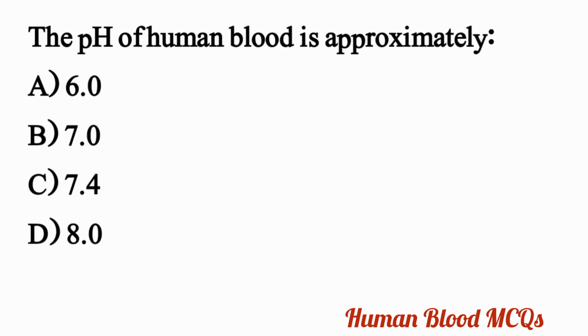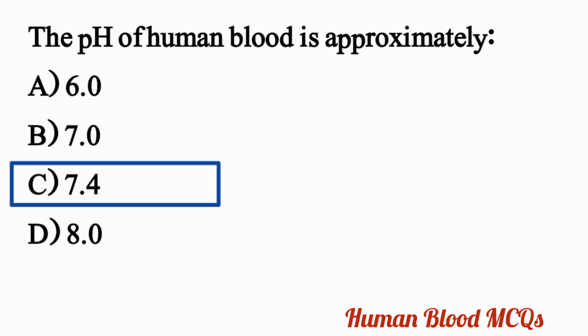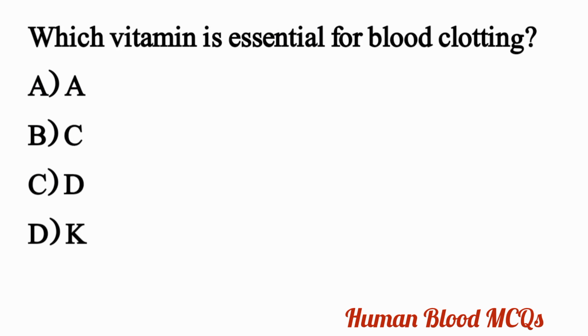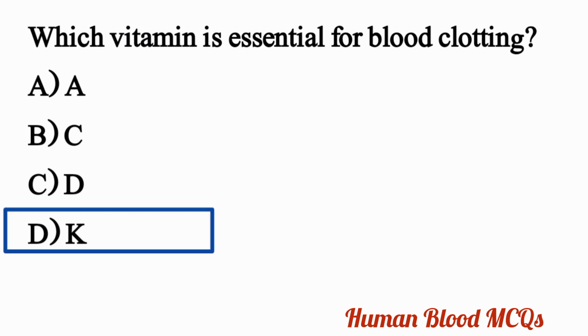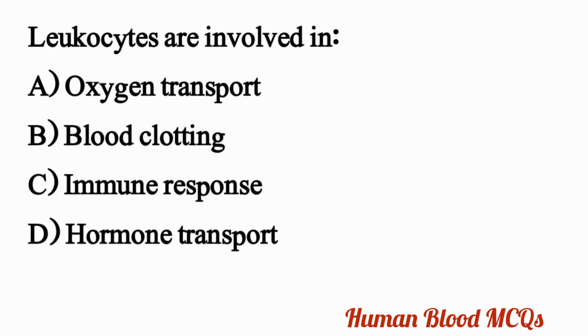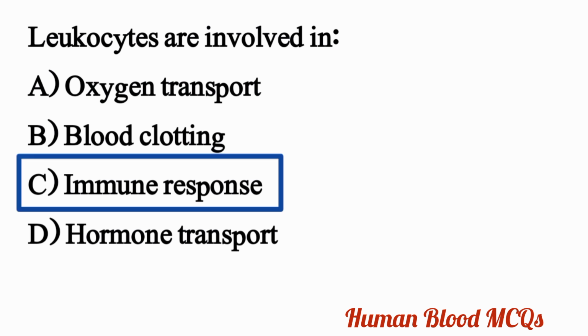The pH of human blood is approximately. The right option is option C, 7.4. Which vitamin is essential for blood clotting? The right option is option D, vitamin K. Leukocytes are involved in. The right option is option C, immune response.